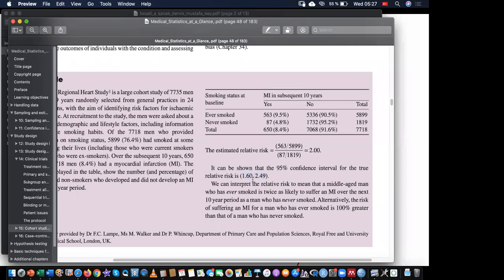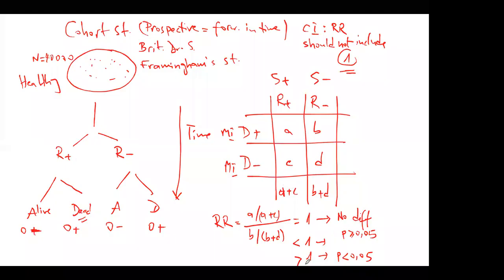So if I show you this figure, the confidence interval of the relative risk, and I ask you, what could be the p-value here? Your answer should be, the p-value here is certainly less than 0.01. If it is above one and the confidence interval does not include one, it means it is significant. I hope I could help you to understand the cohort studies in this session.